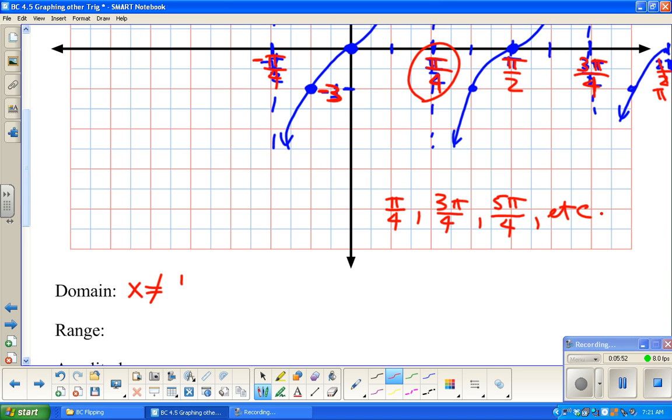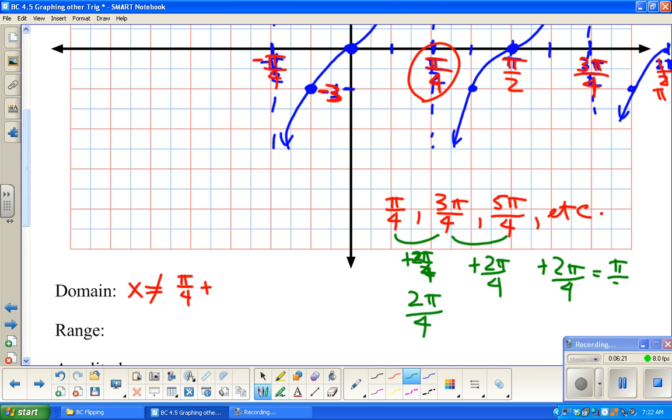Well, what I can write is pi over 4 plus how far are they apart? Well, when I went from pi over 4 to 3 pi over 4, I added 2 pi over 4. From 3 pi over 4 to 5 pi over 4 is again plus 2 pi over 4. I'm going to reduce that and call that pi over 2. So my domain is pi over 4 plus multiples of pi over 2. This number is how far apart they are. This is where I start.